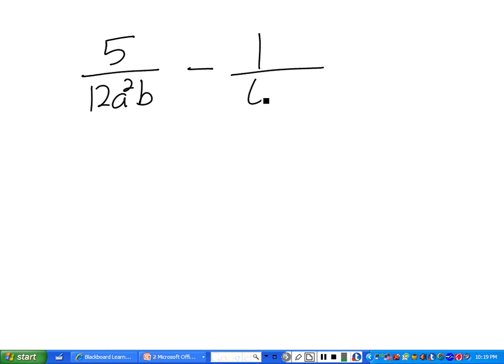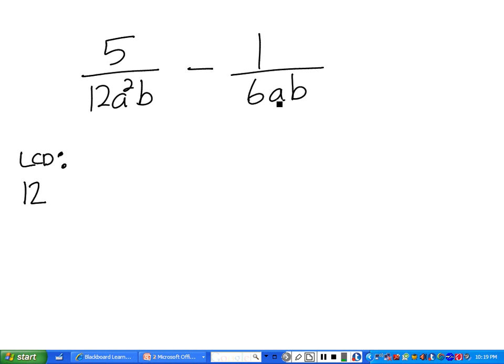Okay, let's try 5 over 12a squared b minus 1 over 6ab. We're subtracting a rational expression, so anytime we're adding or subtracting fractions, we must come up with the LCD. Now I have 12 and 6 out of the numbers. I can get 6 to be 12, so I know 12 is a part of my LCD. I have a squared over here and I have an a over here.